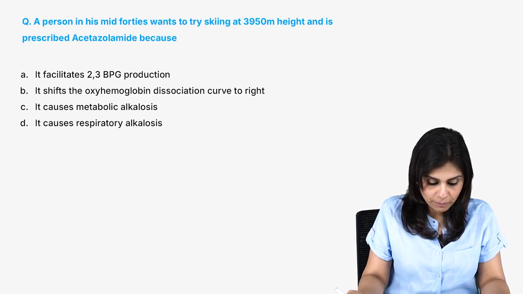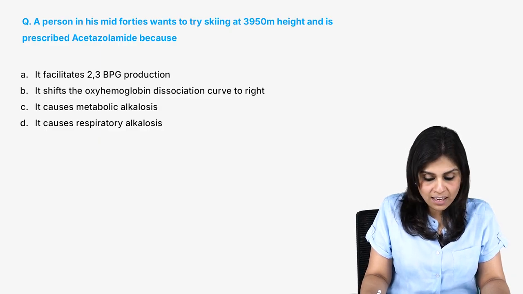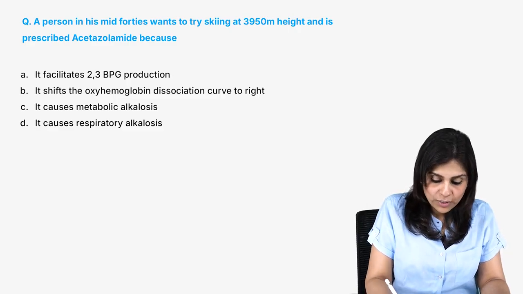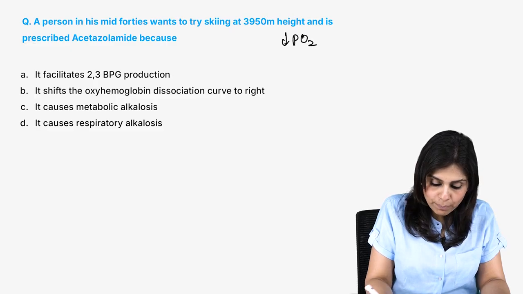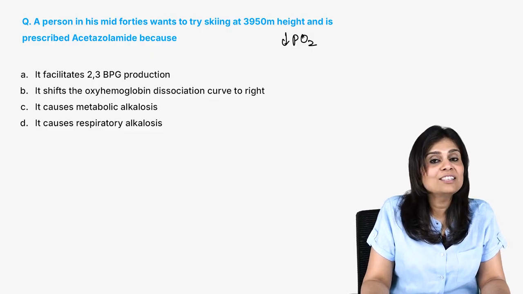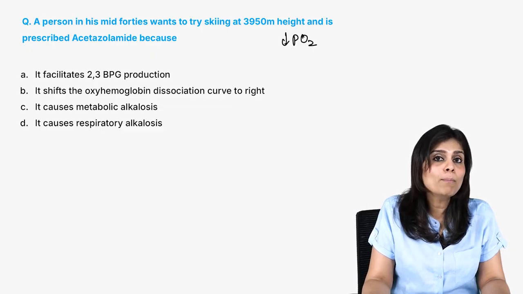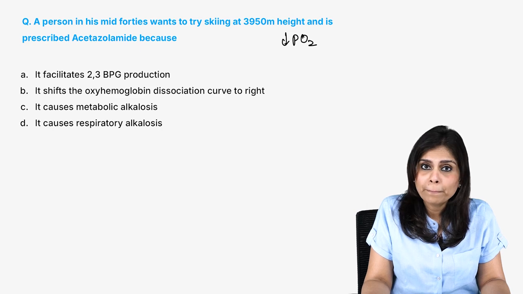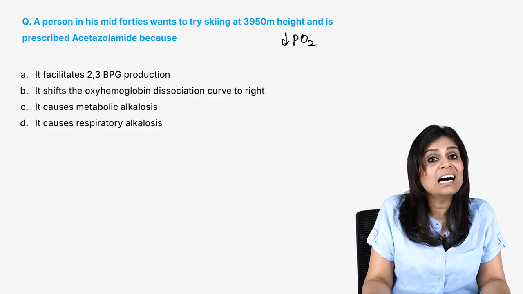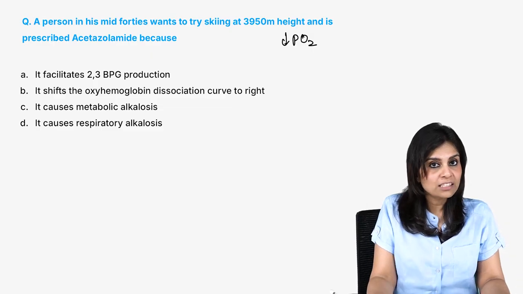Case-based MCQs. A person in his mid-40s wants to try skiing at 3,950 meters height. So there will be hypoxia, partial pressure of oxygen in the atmosphere will be low, and he is prescribed acetazolamide. You know that, right? Acetazolamide is prescribed for mountain sickness. Why? It's because acetazolamide causes metabolic acidosis. Why are you trying to induce metabolic acidosis?